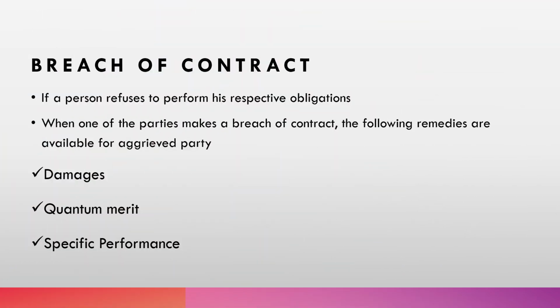Then breach of contract. Breach of contract means a person refuses to perform his respective obligation as per the contract. In an agreement, in a contract, there is some understanding that both parties have to perform something, and suppose one party is refusing to perform, then there is a breach of contract. When one of the parties makes a breach of contract, the following remedies are available to the aggrieved party. So what is an aggrieved party?